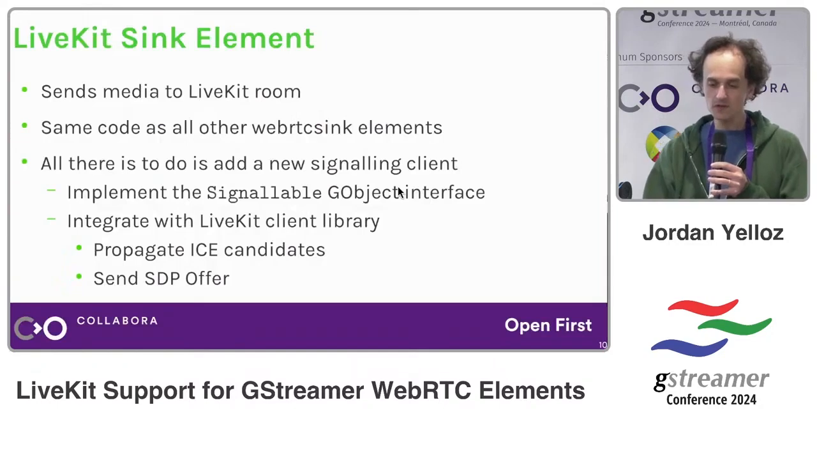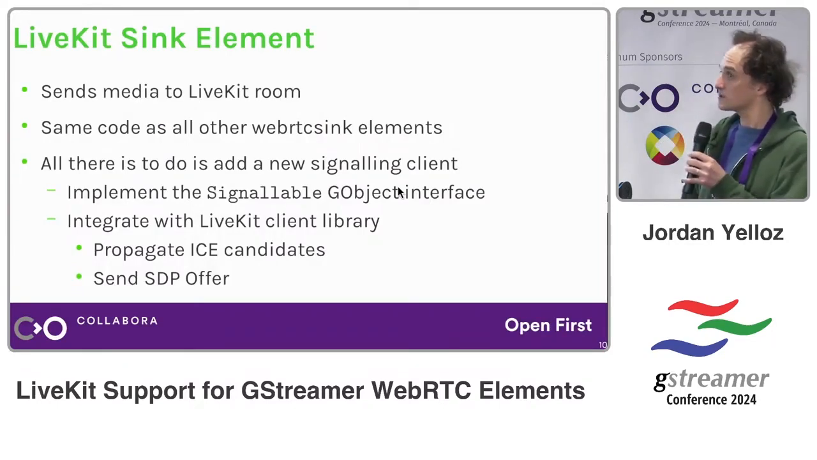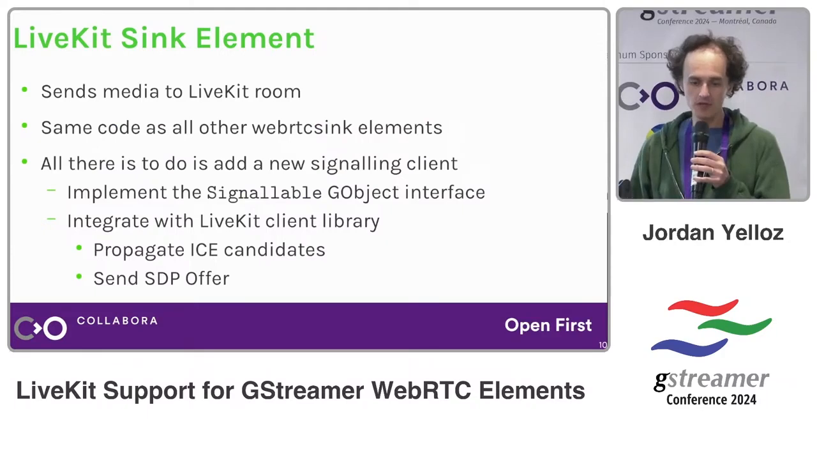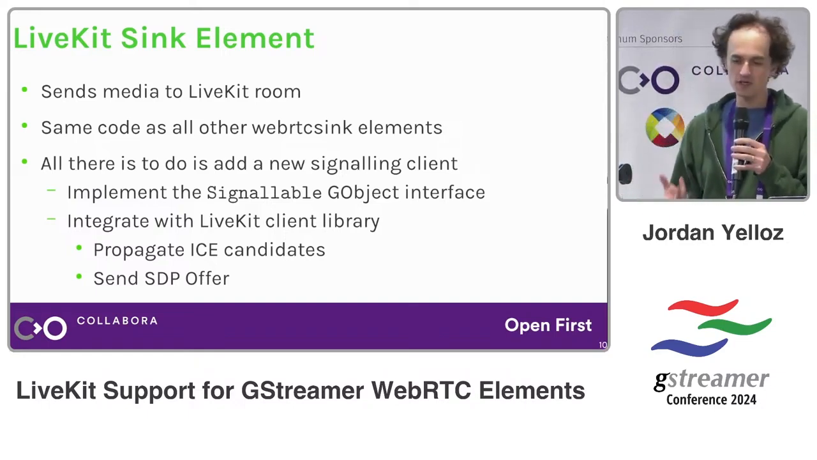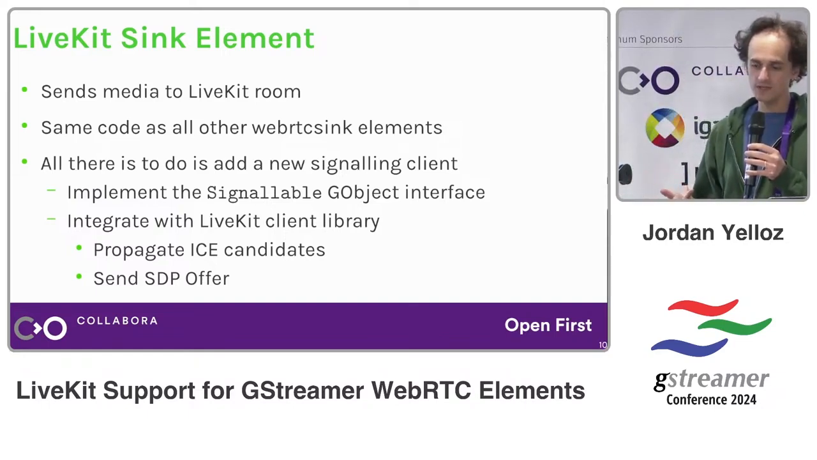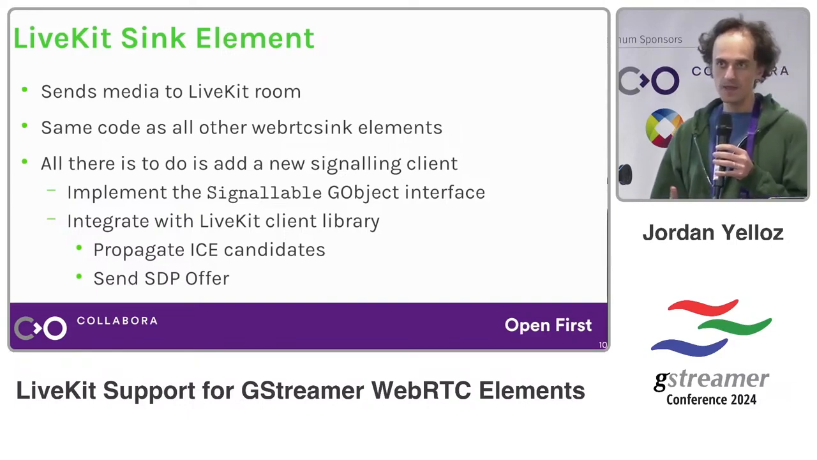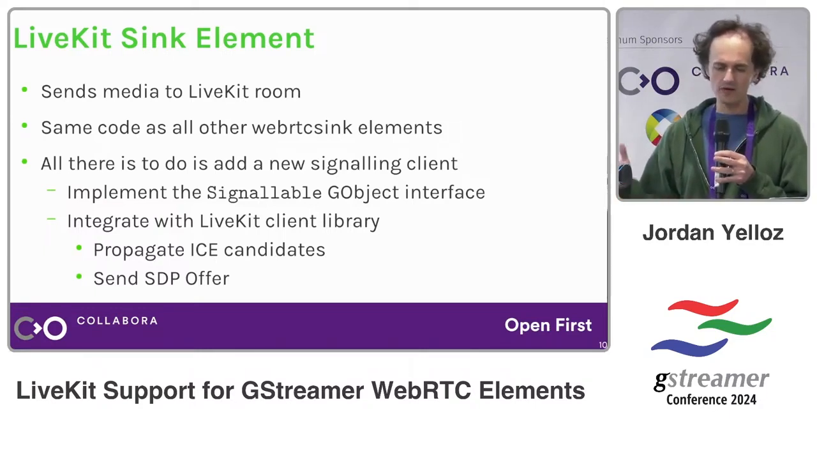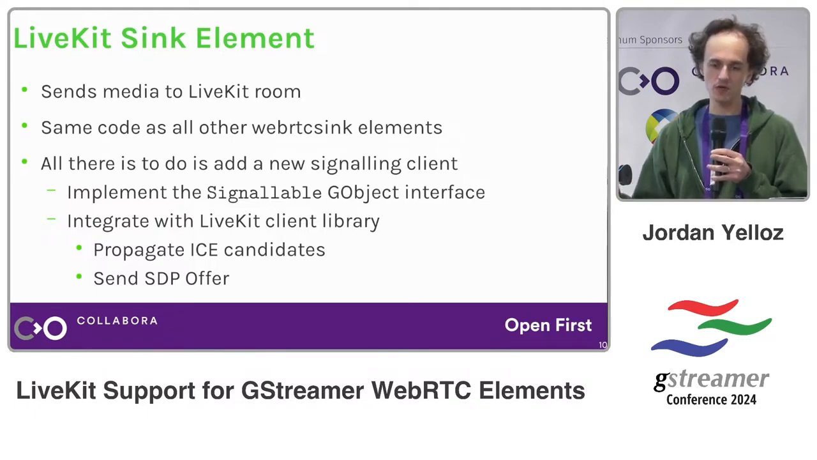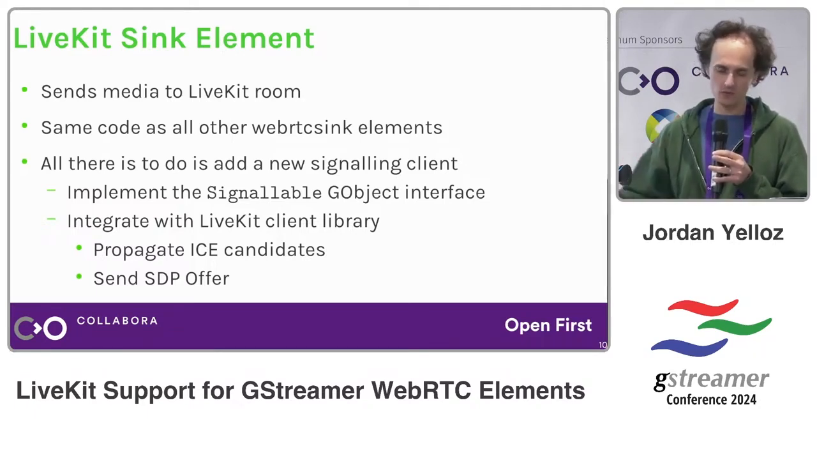So what do you have to do for basic audio and video support? As mentioned before, Olivier at Collabora implemented the first sink element for LiveKit, and basically all you have to do is create a GObject that implements the Signallable interface, and have that forward all of its work to the LiveKit client library. So basically create the offer after you do what's called ICE, which I don't know if you're familiar with. Basically it figures out how to create a connection between two hosts, which in this case is always the LiveKit server and whichever client is trying to connect.